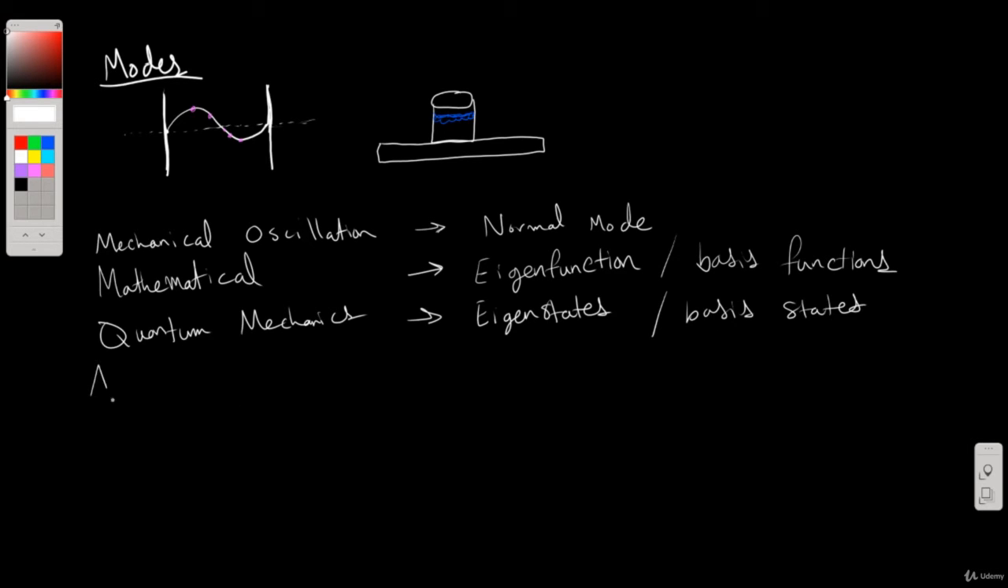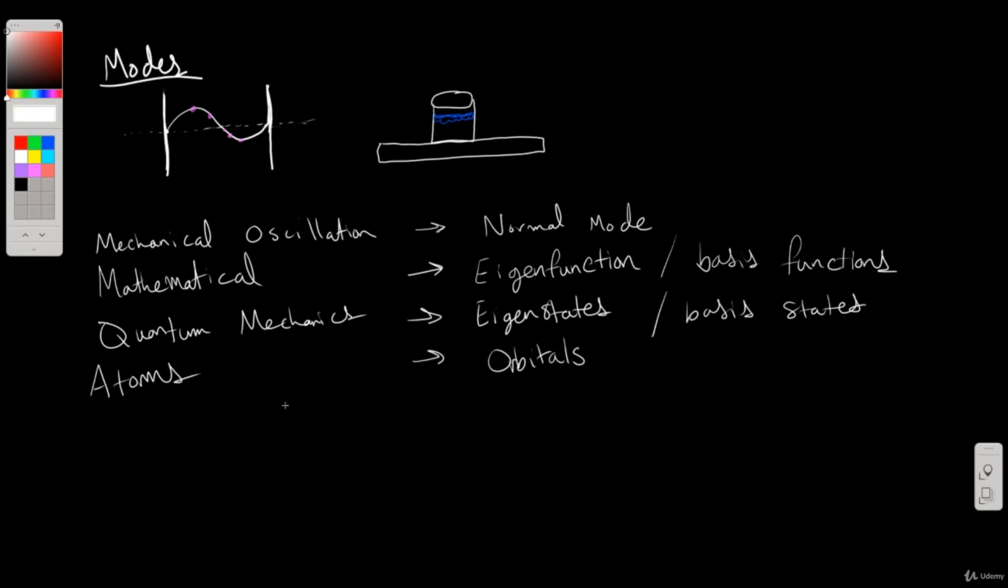You also have orbitals in the case of atoms. Atoms often refer to these so-called eigenfunctions as orbitals. And so you have multiple instances of this concept of a mode, whereby everything that is oscillating is oscillating at this exact same frequency. And so there are multiple instances of this.